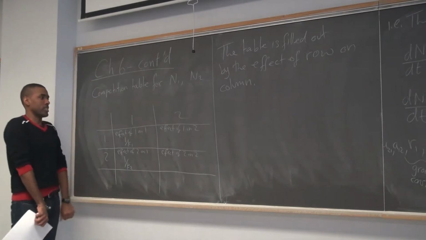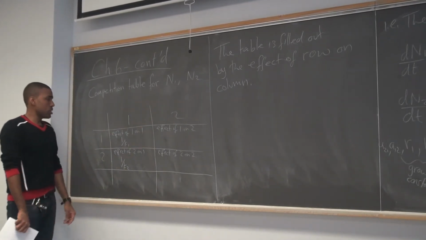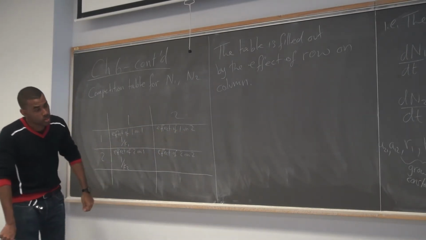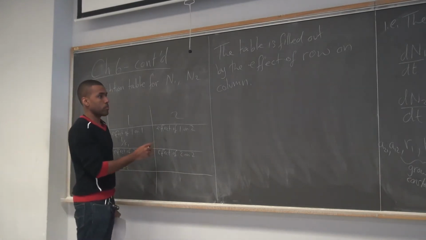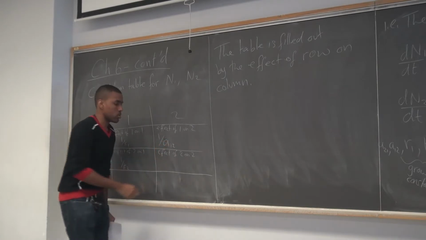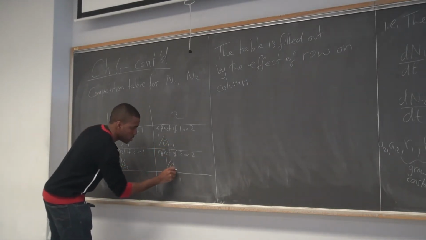Okay, so now let me ask the question again. Effect of 1 on 2. So you look in the growth rate for 2 and look how 1 is affecting it. What would it be here? A12. A12, right? The effect of 1 on 2. Similarly, this would be 1 over A21.